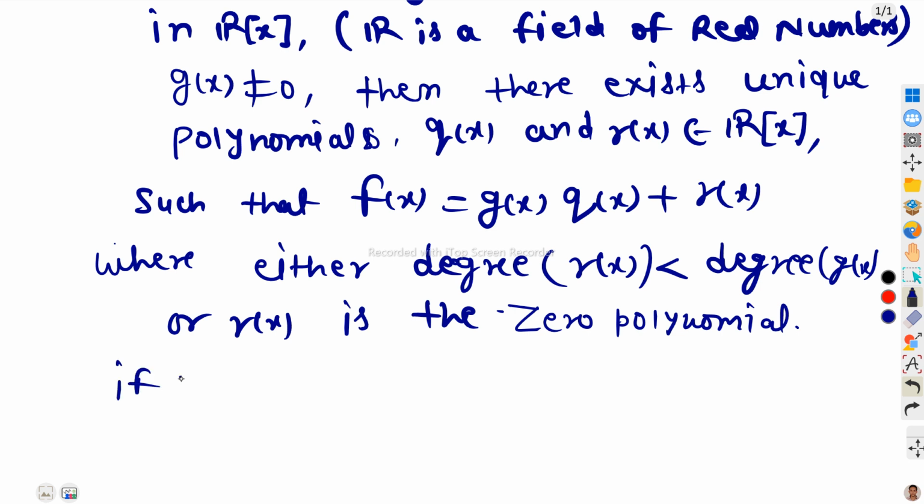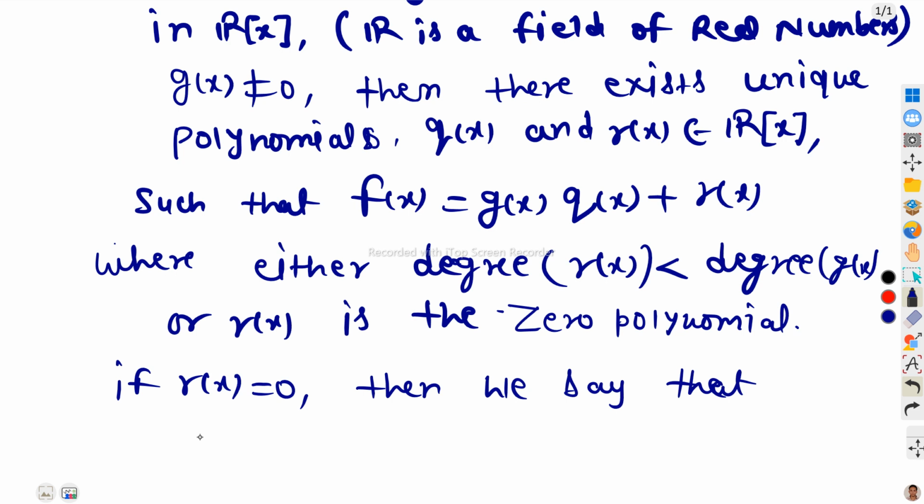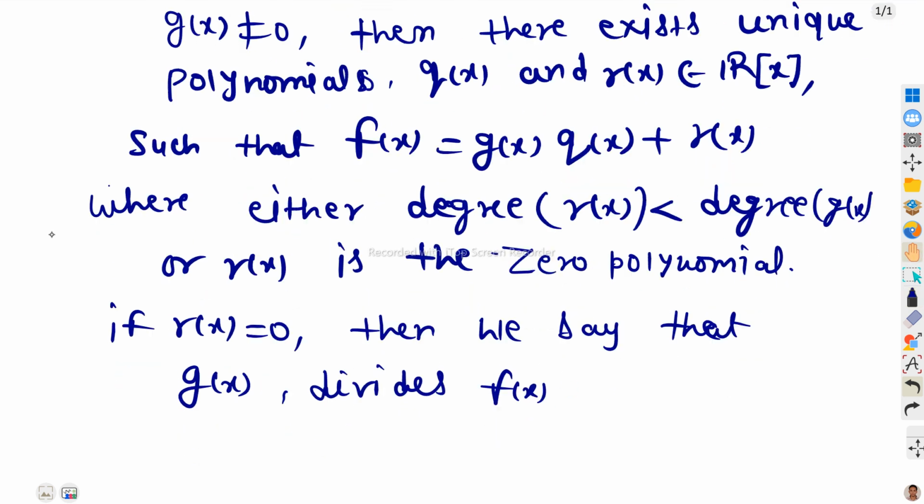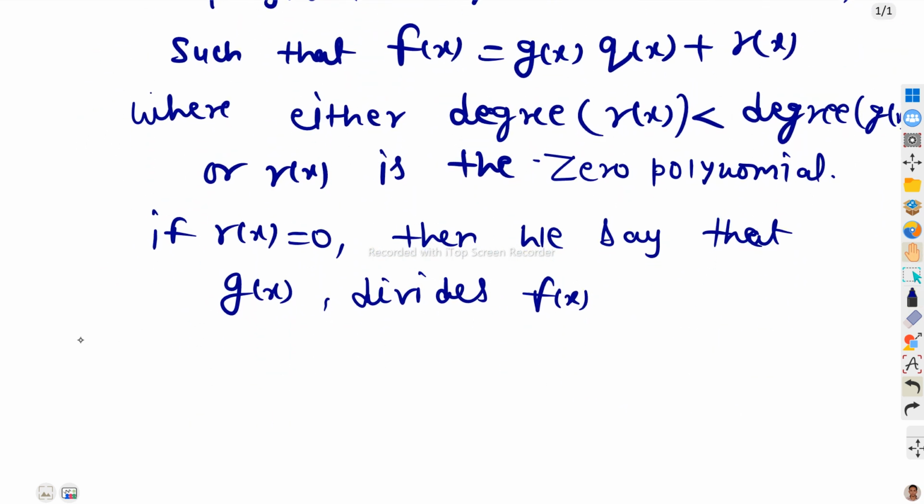If r(x) equals 0, then we say that polynomial g(x) divides f(x), or f(x) is divisible by g(x). Now we move on to the remainder theorem. Note that in the division lemma, r(x) is the remainder when f(x) is divided by g(x).